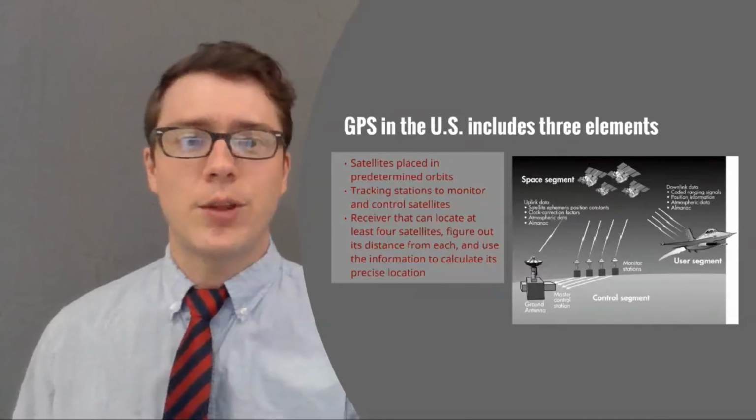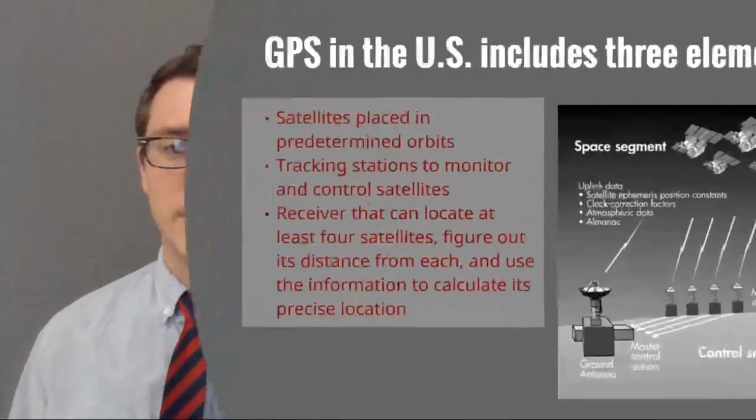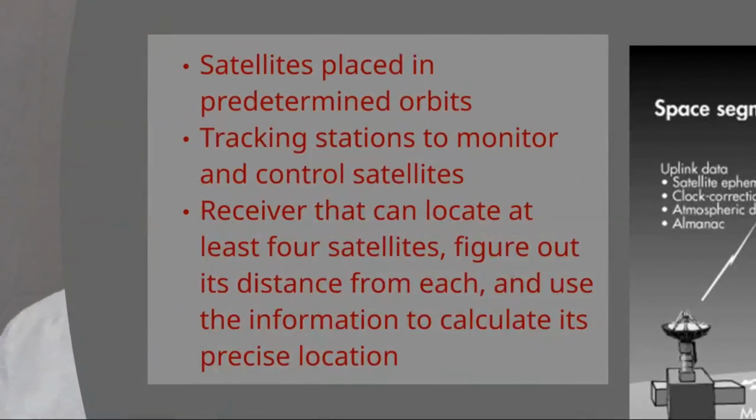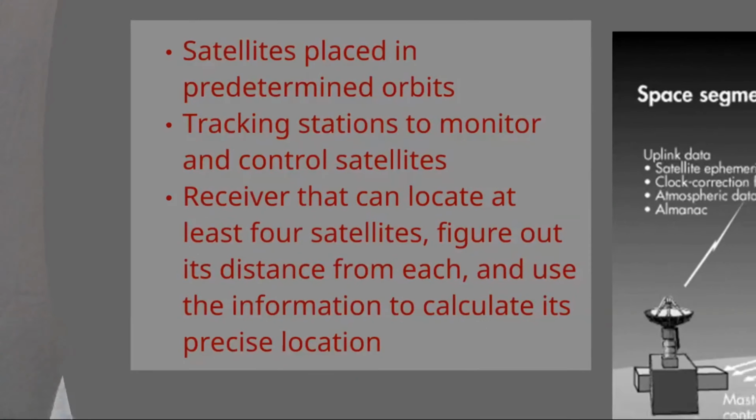So GPS has 3 elements in the United States. The things that we use are satellites, tracking stations, and receivers. Satellites that are placed into predetermined orbits orbit around the Earth, sending information off. And the tracking stations monitor and control those satellites. Then there's a receiver that can locate at least 4 satellites, figure out its distance from each, and use that information to best calculate its precise location on Earth.